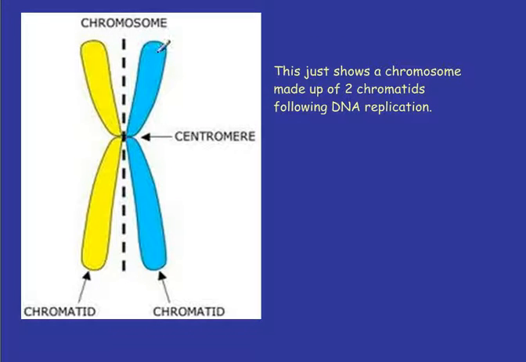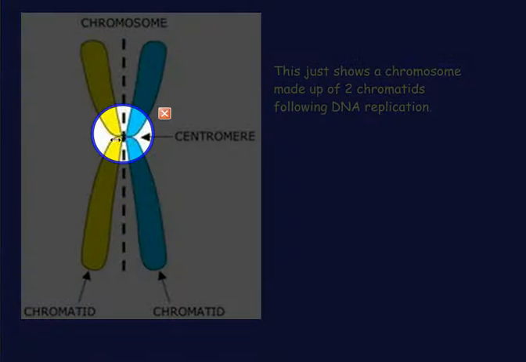This is a nice diagram. This is just showing us one chromosome made up of two chromatids. Okay, this centromere thing that it's mentioned in the middle, this is basically a point where the two chromatids are joined together. Okay, so that's what is meant by the term centromere.